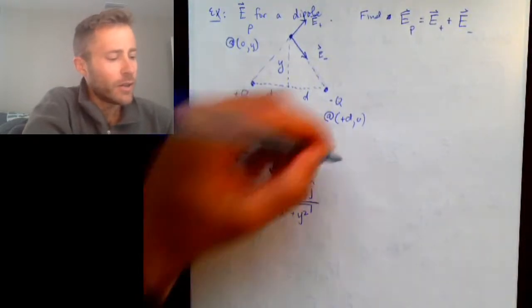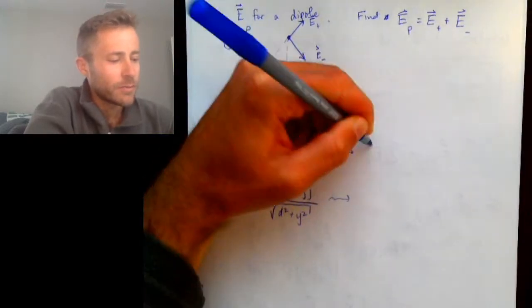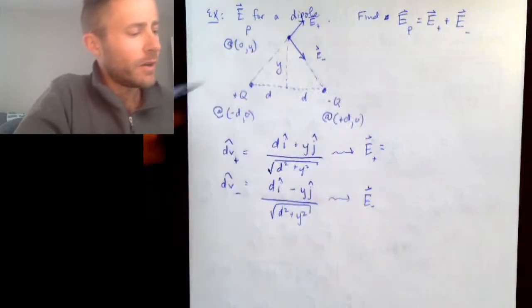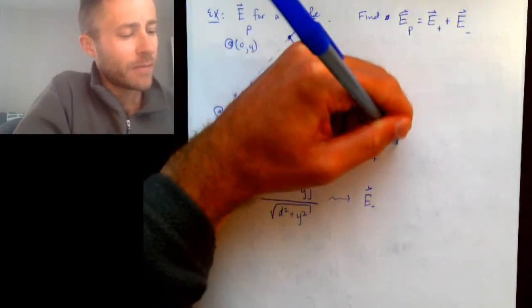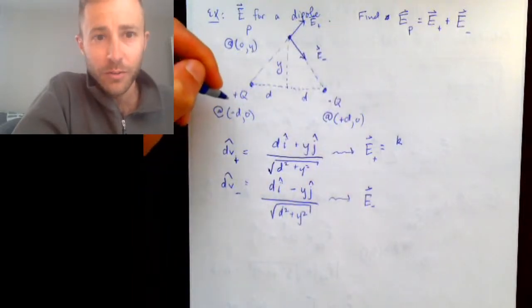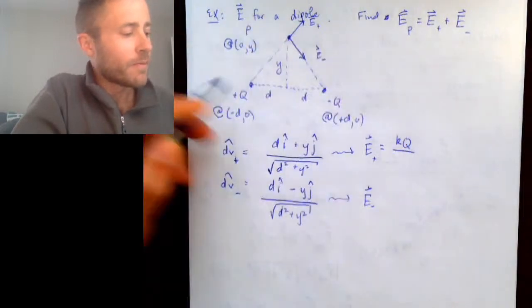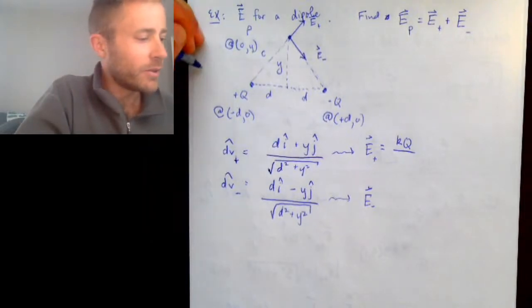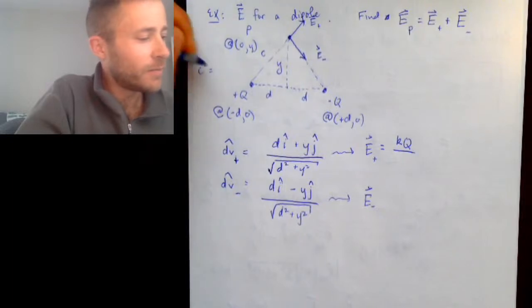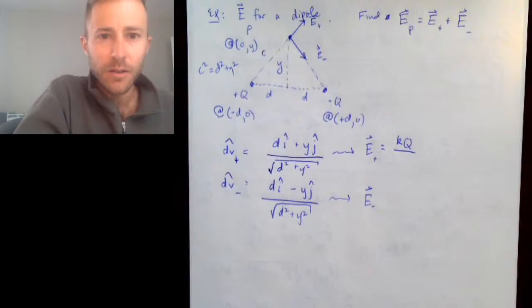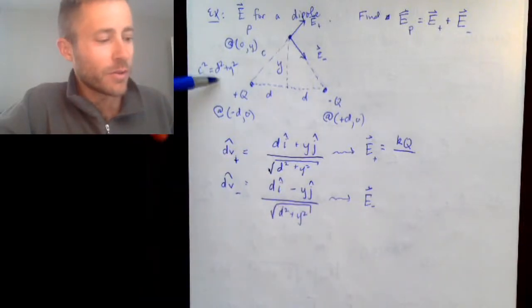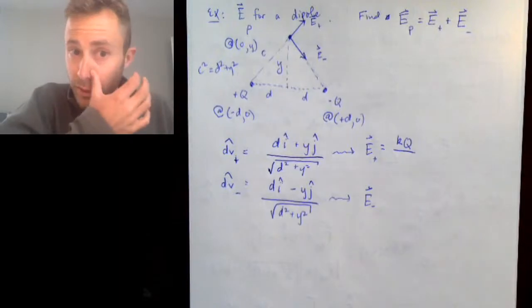Okay, so now that's going to allow us to get the electric fields, E plus and E minus. To get E plus, the magnitude is K times the absolute value of plus Q, which is just Q, over this distance squared. This is C. By the Pythagorean theorem, C squared equals D squared plus Y squared. The nice thing about Coulomb's law is that because it has R squared, you don't need to take the square root at the end when you do the Pythagorean theorem. So this is just going to be D squared plus Y squared.